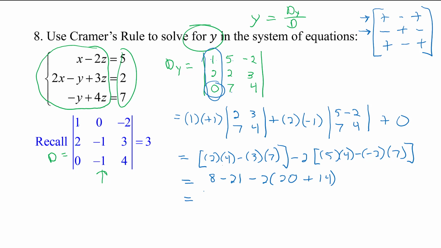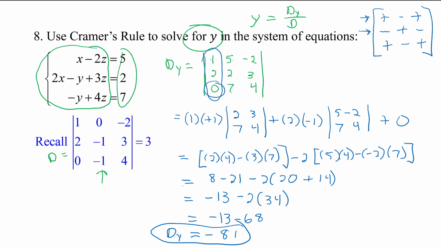So what do we get there? 8 minus 21 is negative 13, minus 2 times 34. So negative 13 minus 68 gives us the determinant. We're still finding d sub y. Took more writing than I thought it would here. So negative 81. Okay, so I found d sub y is equal to negative 81.